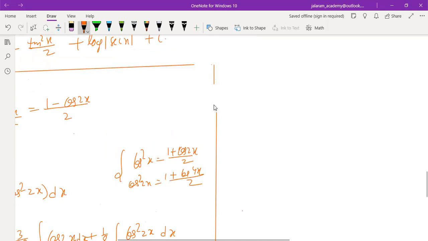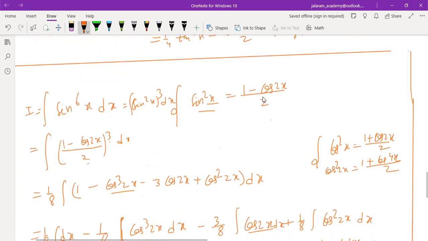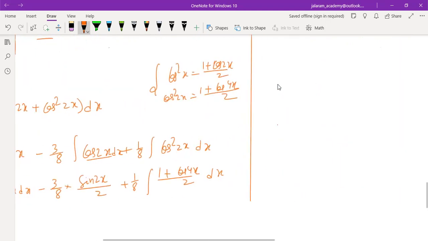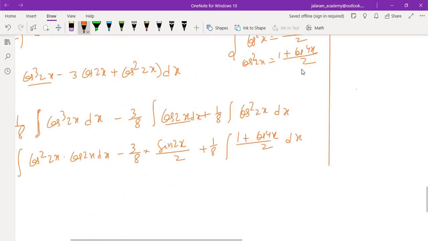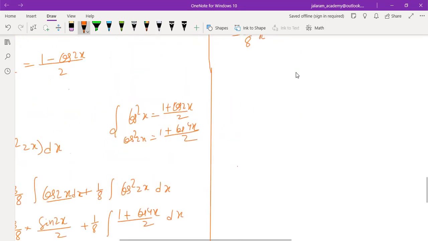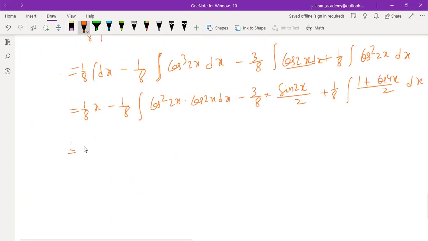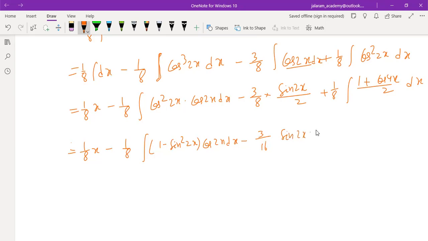So again, it is equal to 1 by 8x minus, or we solve it further in this step, it will be better. cos square 2x is 1 minus sin square 2x into cos 2x dx, minus 3 by 8 into 1 by 2 is 3 by 16 sin 2x, plus 1 by 8 to the 16.